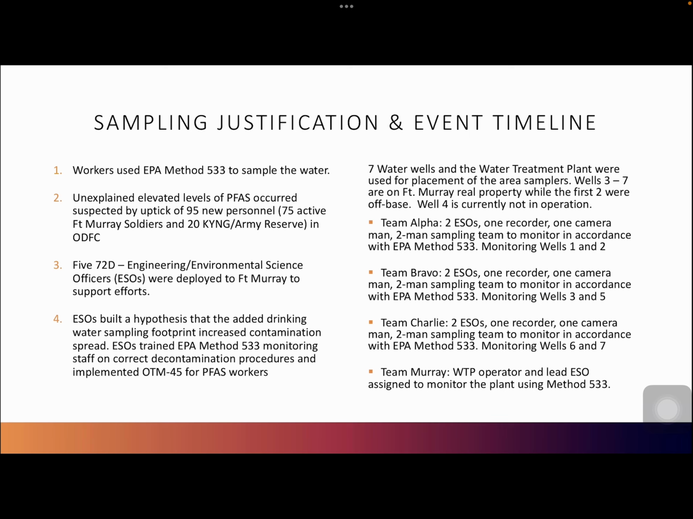With that, the installation commander hired 572 Delta engineering and environmental science officers that were deployed to Fort Murray to support efforts. For those that don't know, 72 Deltas are the industrial hygiene entity of the Army. And the ESOs built a hypothesis that the added drinking water sampling footprint increased contamination spread. So they thought it'd be good to train the personnel that were monitoring with Method 533 on correct contamination procedures and implement OTM 45 for PFAS workers.